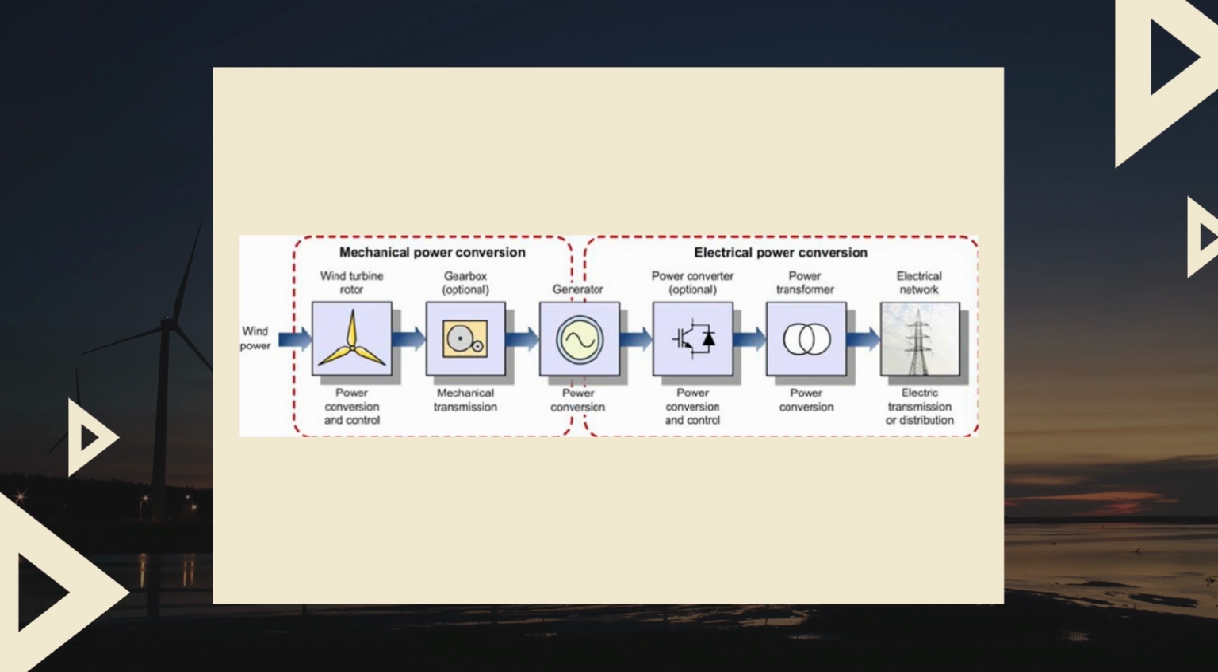Third one is rotor and generator. The rotor is connected to a generator, which is like a magic box. Inside the generator, the spinning rotor creates something called electricity. This is the energy we can use to power our homes, schools and other places. Fourth one is electricity production.